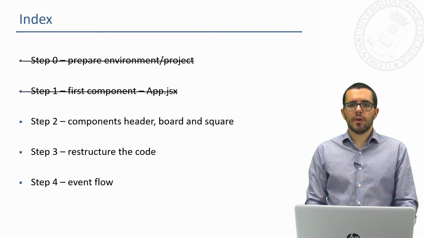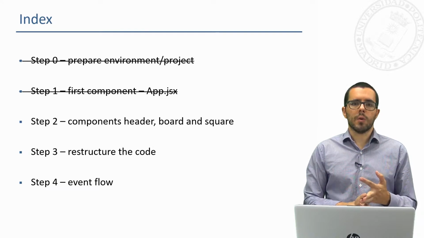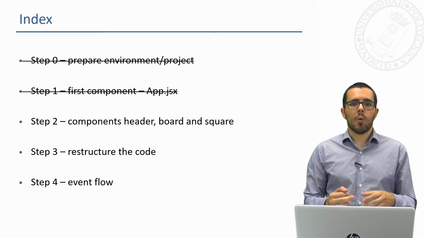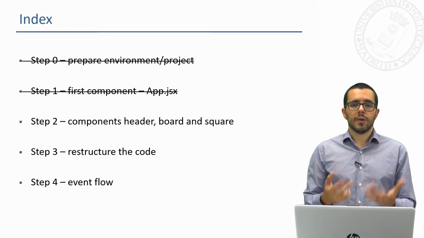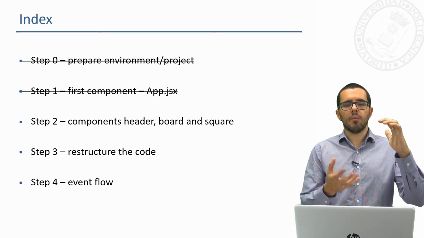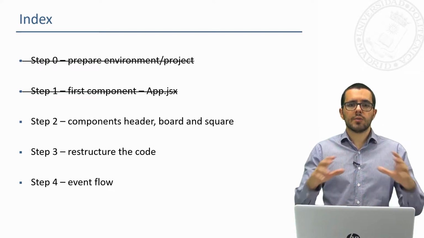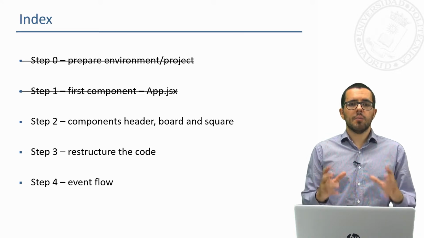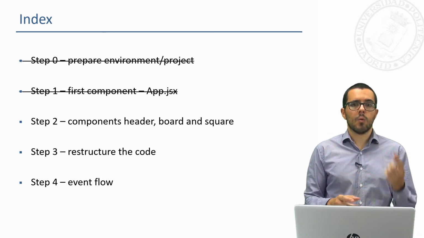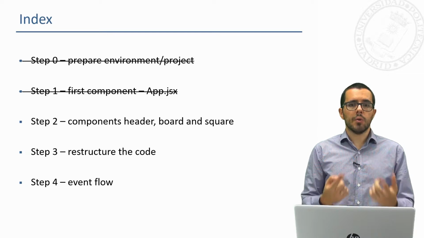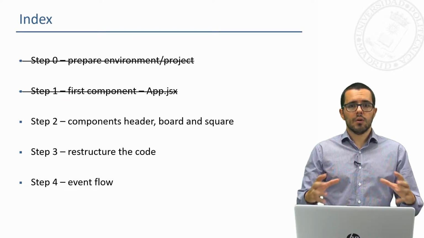In this second step, we are going to create the header, board, and square components. We are going to divide our app into other components, and we will use component composition to create our app. Remember the single responsibility principle. We don't want one big component that does everything, that will be app. We want to structure our application. Each component will do just one thing, one responsibility, and we will use component composition to orchestrate everything.